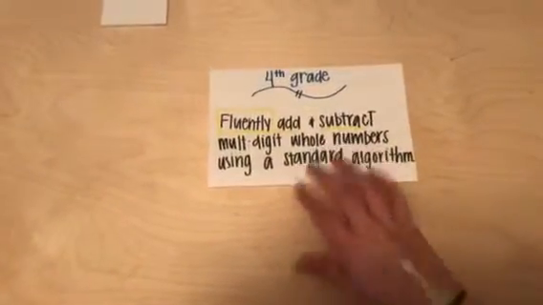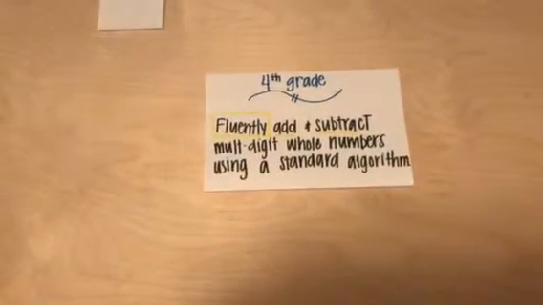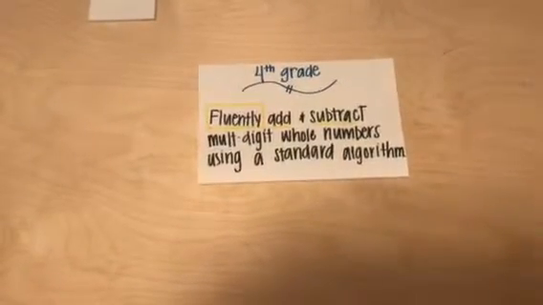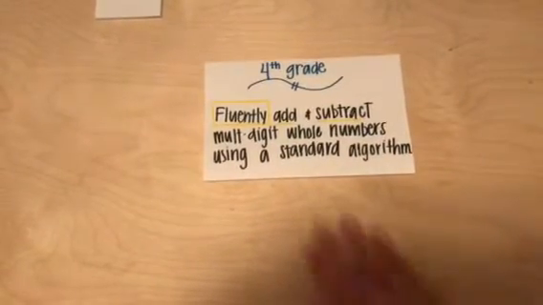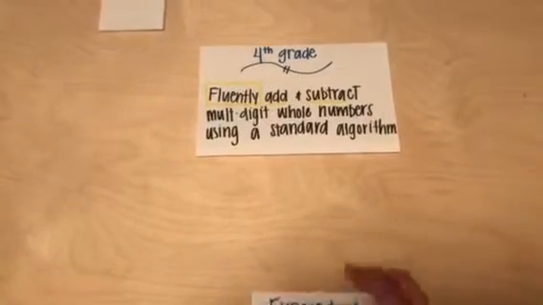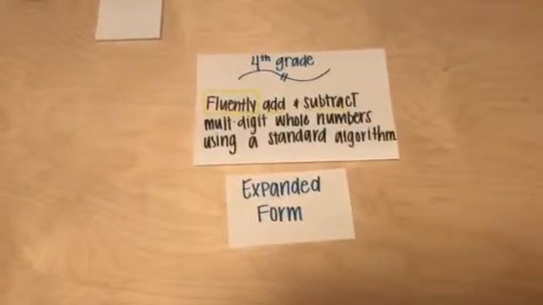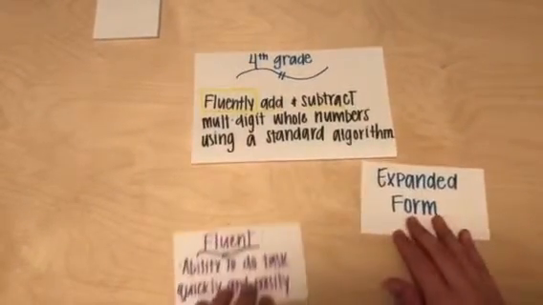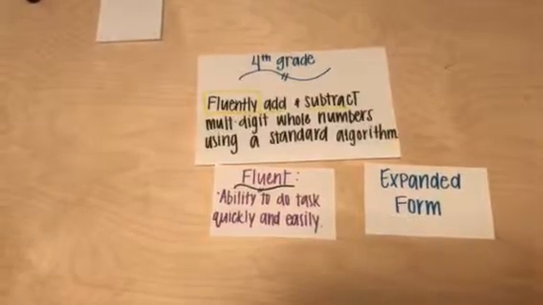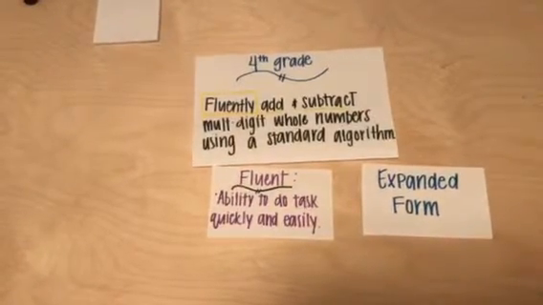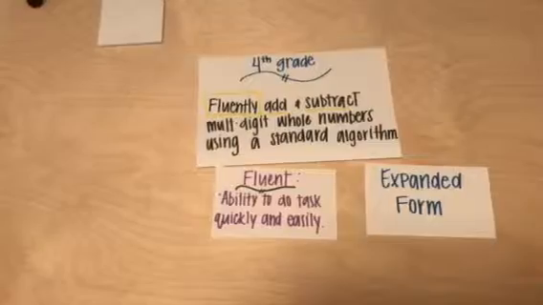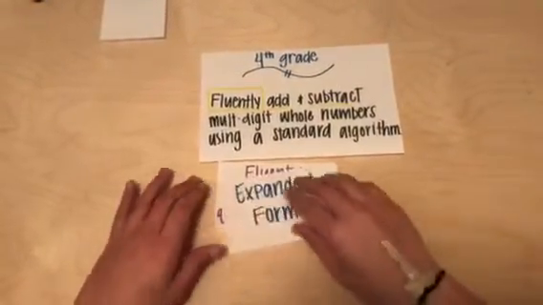Today we're going to be talking about the 4th grade standard, fluently add and subtract multi-digit whole numbers using a standard algorithm. Now the standard algorithm we've been working on is the expanded form. So now what exactly does fluently mean? That means the ability to do a task quickly and easily. So we've been working with the expanded form for a while, so you guys should be able to do this pretty easy. We're going to look at some examples.